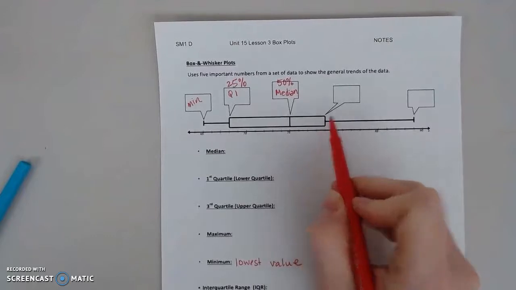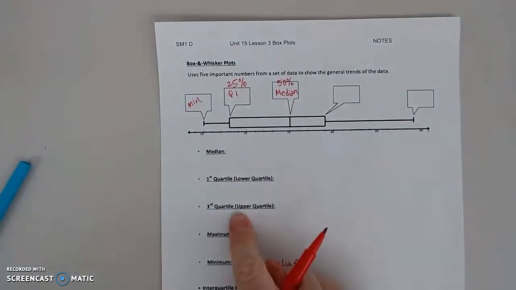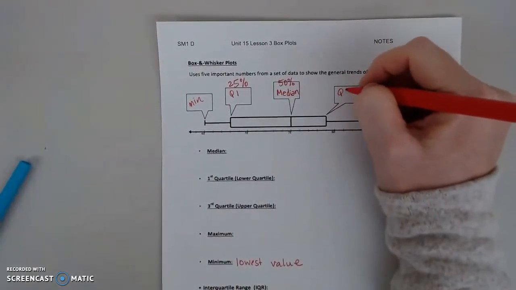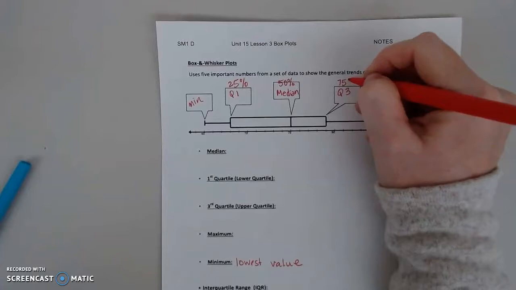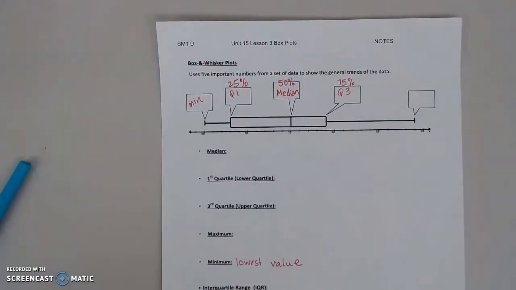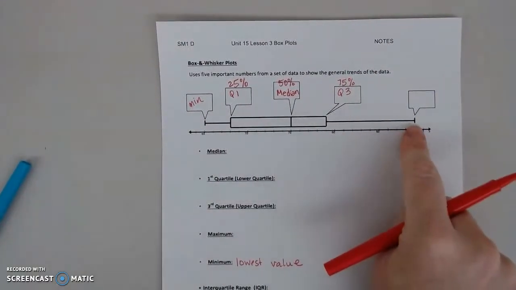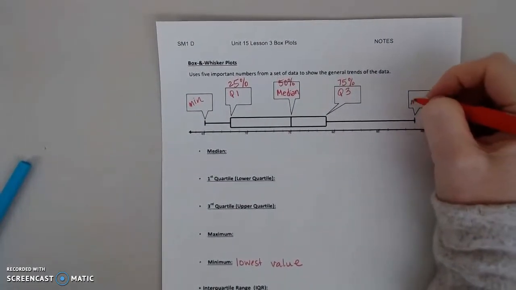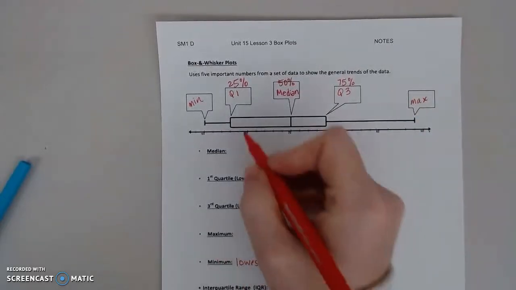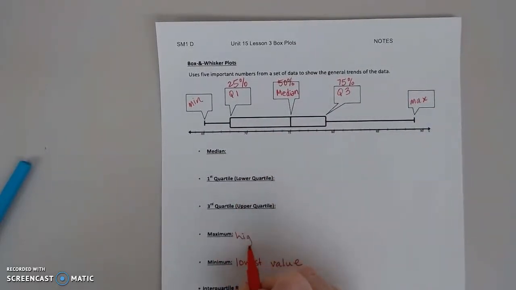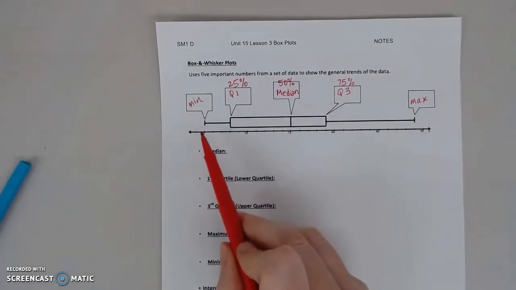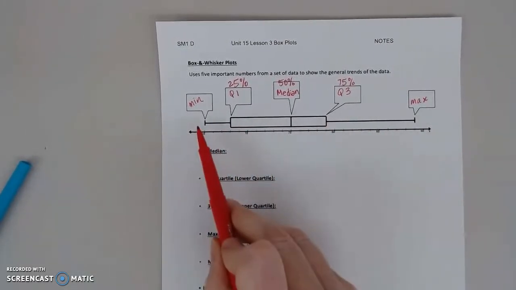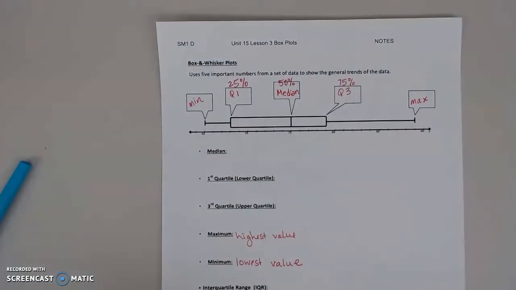And then the end of the box is called the upper quartile. So that's called quarter 3. And that's 75% of your data values. And then at the end of your whisker, that is your maximum. Okay? Which is always your highest value. And so for all box and whisker plots, you plot the 5 points and then you connect them in that manner.